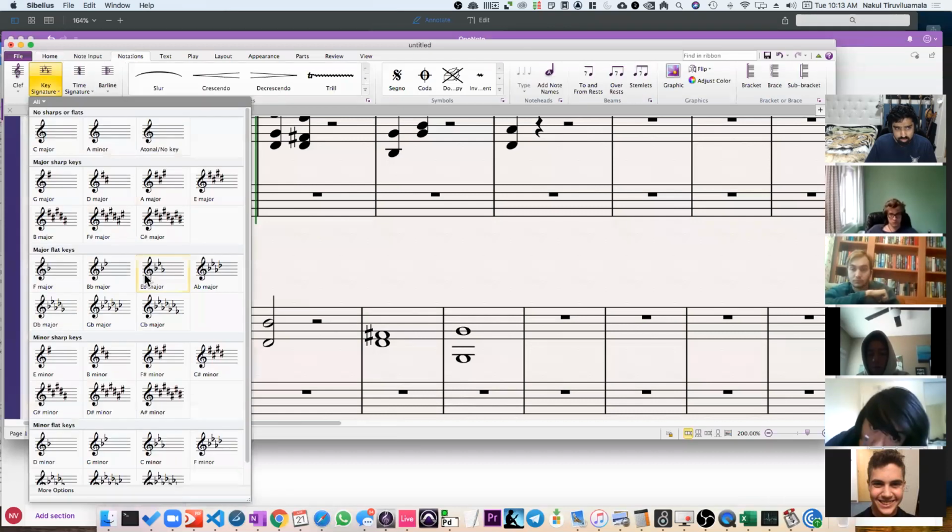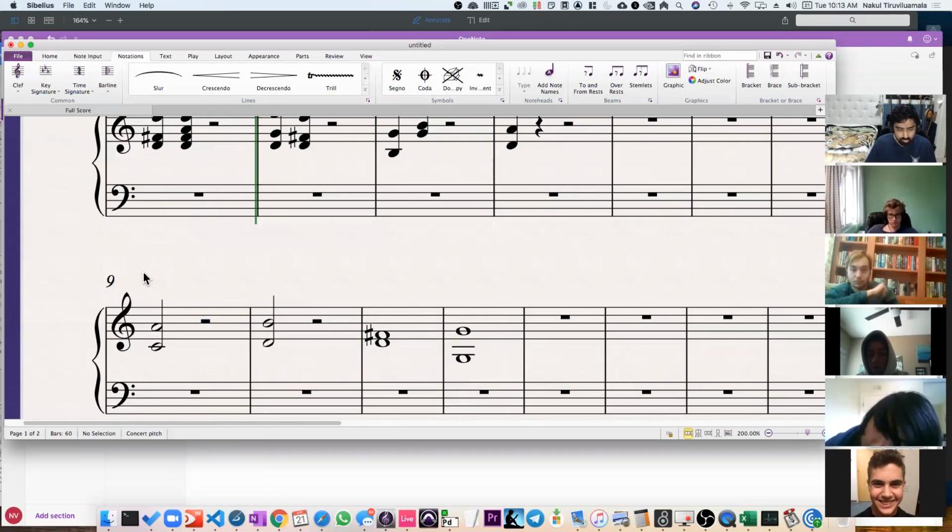So first of all, from before, we're actually in the key of C major, right? No, we're in the key of G major. What am I saying? We're in the key of G major. Sorry, my cat is meowing. I don't know if you hear that.